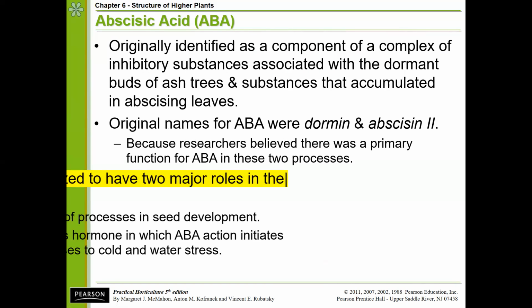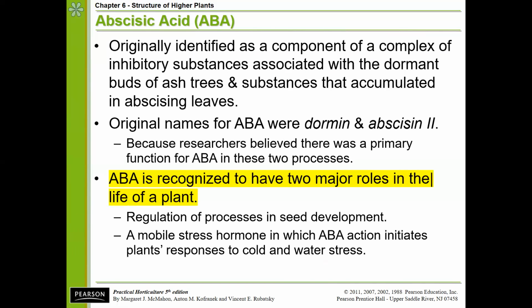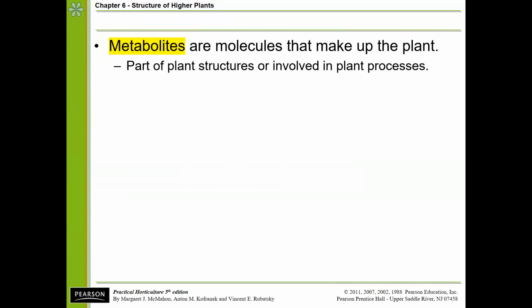Abscisic acid is very important for the regulation of the processes in seed development and senescence of the plant. So it can also be important as a stress hormone. So abscisic acid, there you go. It causes the dropping of leaves, for instance.